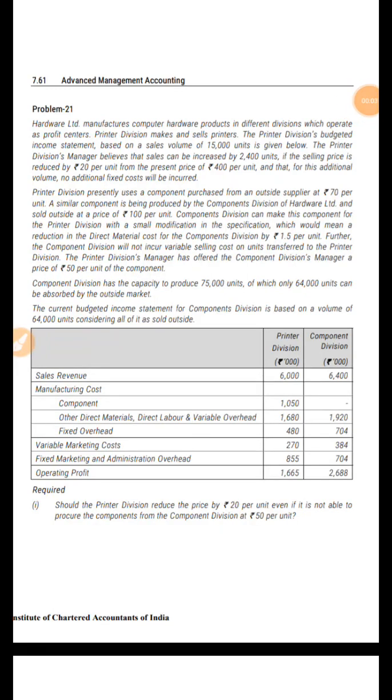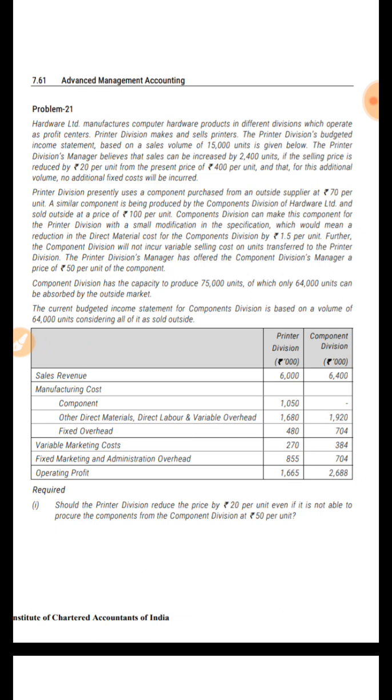Problem number 21. Hardware Limited manufactures computer hardware products in different divisions which operate as profit centers. Printer division makes and sells printers. The printer division's budgeted income statement based on a sales volume of 15,000 units is given below.